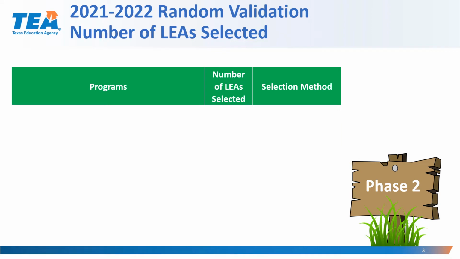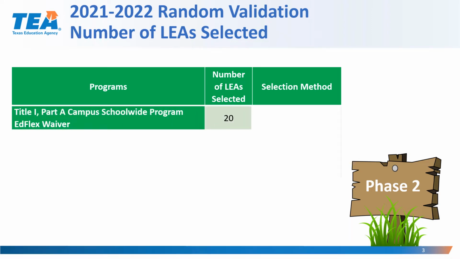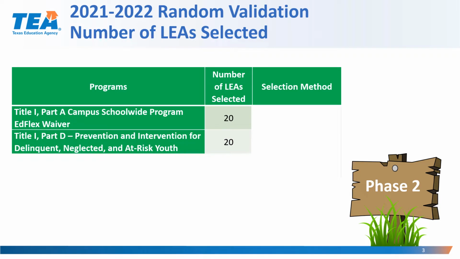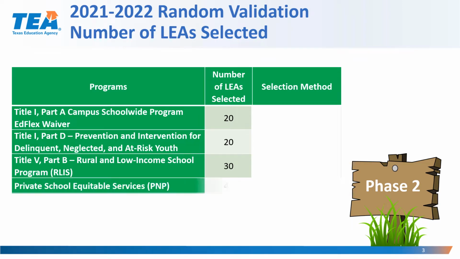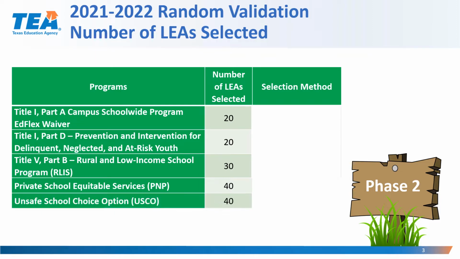We will now take a look at the number of LEAs selected by program. For the Title I Part A Campus School-Wide Program EdFlex Waiver, 20 LEAs will be selected. For the Title I Part D program, 20 LEAs will be selected. For the Title V Part B program, 30 LEAs will be selected. For Private School Equitable Services, or PNP, 40 LEAs will be selected. And for the Unsafe School Choice Option, 40 LEAs will be selected.